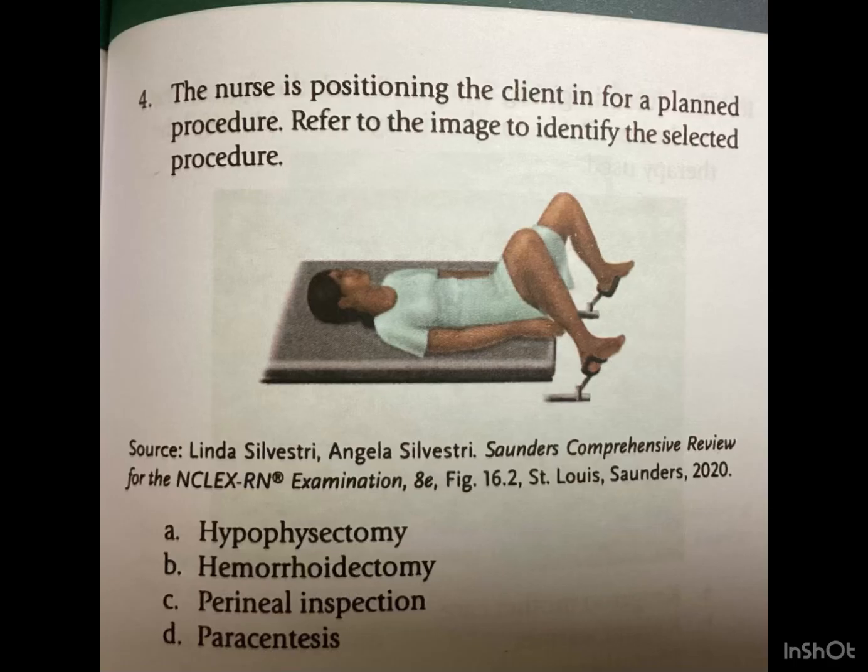The nurse is positioning the client for a planned procedure. Refer to the image to identify the selected procedure. Option A, hypophysectomy. Option B, hemorrhoidectomy. Option C, perineal inspection. Or option D, paracentesis? Yes, the correct answer is option C, perineal inspection.